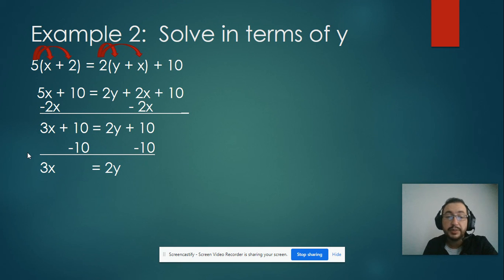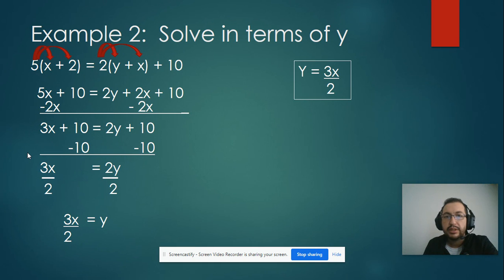Since I'm solving in terms of y, I need to divide by the coefficient of y, which in this case is 2. So divide both sides by 2, and then I'm going to end up with 3x divided by 2 equals y. We can rewrite this just to have it in a nice way. So we can say y equals 3x divided by 2. And that's how we solve in terms of one variable, even though we have multiple variables. Okay.